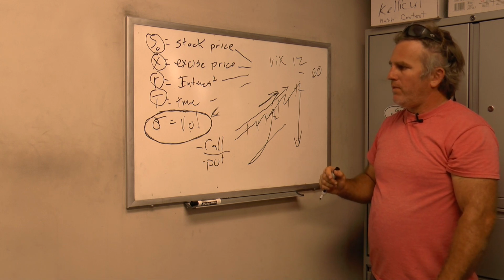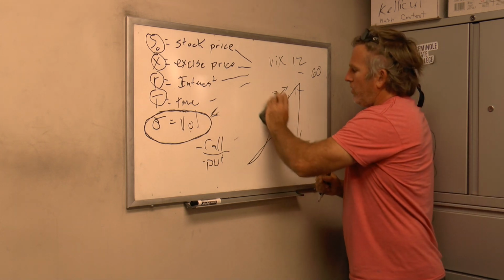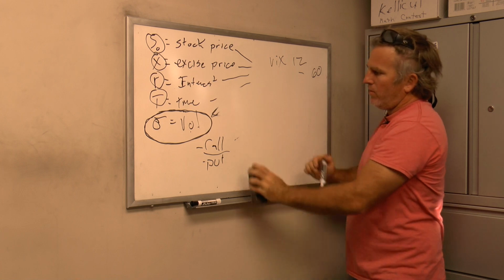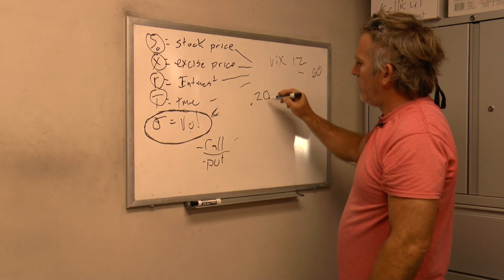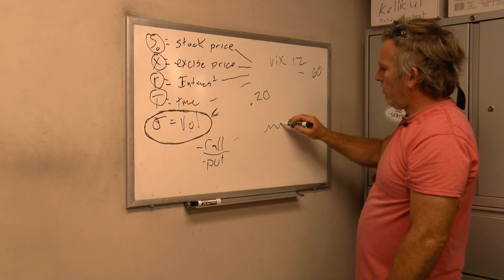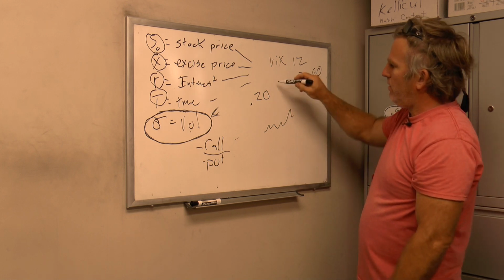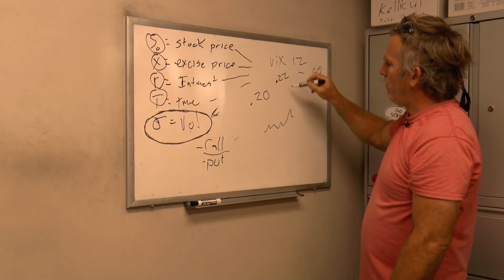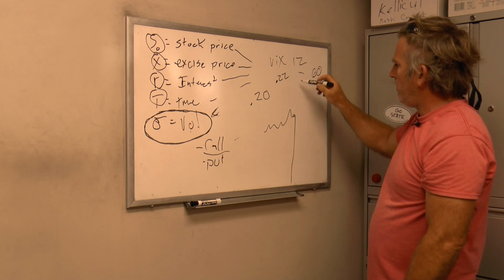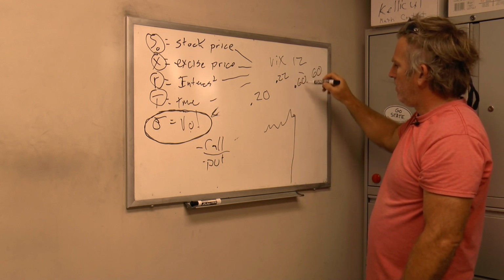So what you had as a vol number today, which was 20%, and the variation is really low, you're like, okay, well, we're going to sell that at 22. And then the next day it goes down like this, and this is at 60.